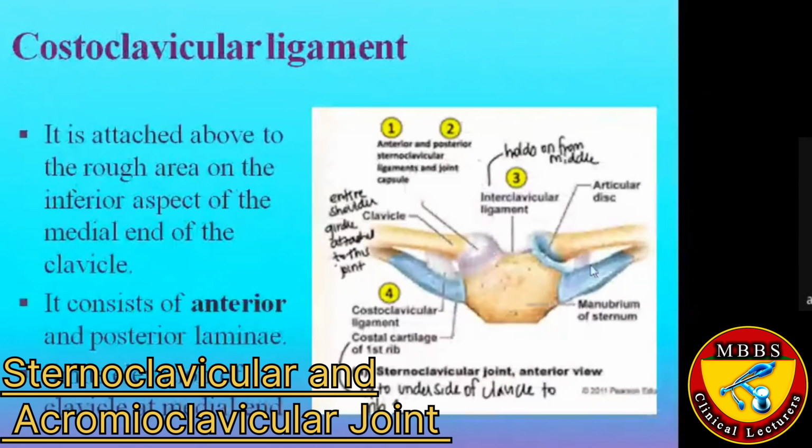When we talk about the costoclavicular ligament, this is attached above to the rough area on the inferior aspect of the medial end of the clavicle. Now, this consists of two laminae, and we call them the anterior lamina and the posterior lamina. The function of the costoclavicular ligament is to limit elevation of the clavicle at the medial end.